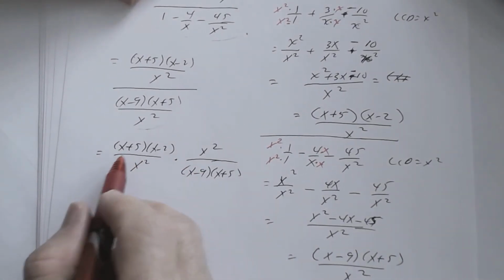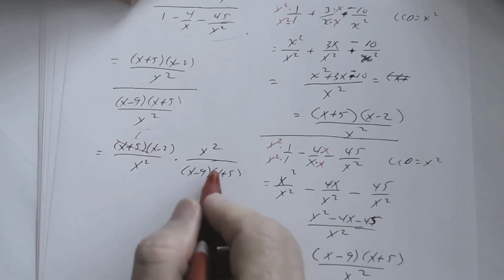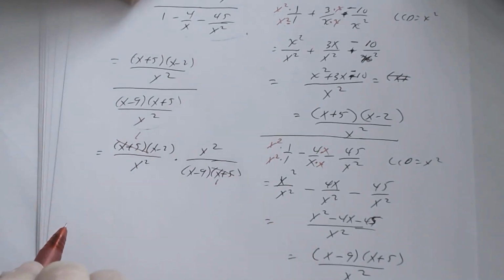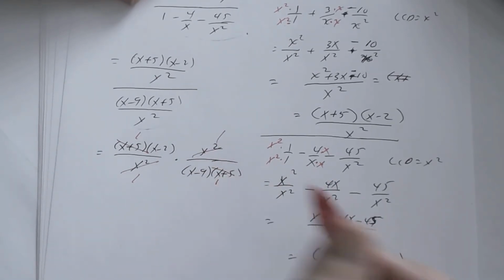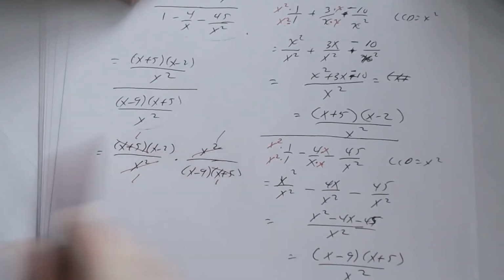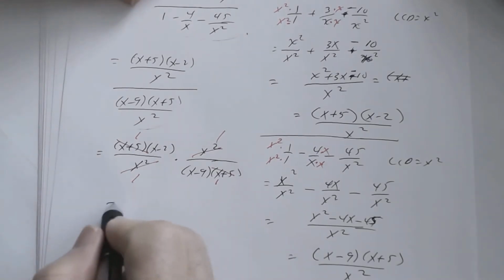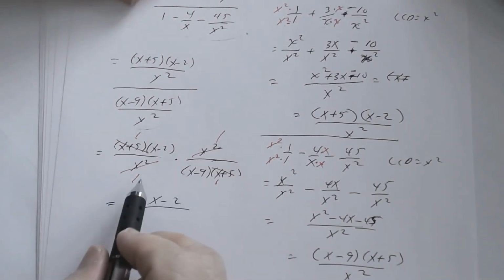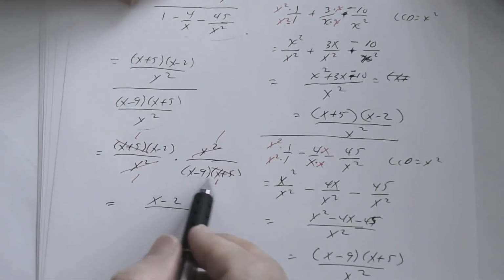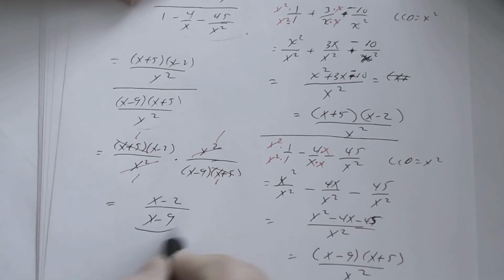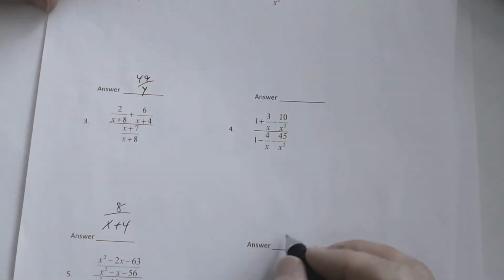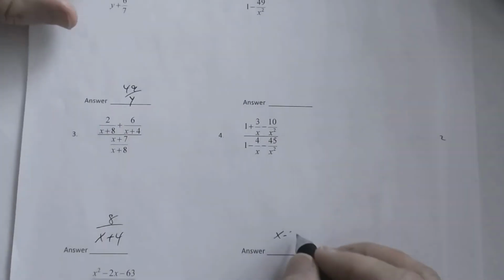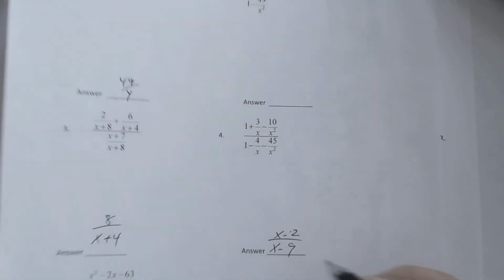So I have an x plus 5 I can divide out, right? Right here. I see that. And then these x squareds can divide out. And that's about it. So you get 1 times x minus 2 times 1 is x minus 2. And the denominator, you have 1 times x minus 9 times 1 is x minus 9. So there's the answer. So number 4, your expression simplifies to x minus 2 divided by x minus 9.